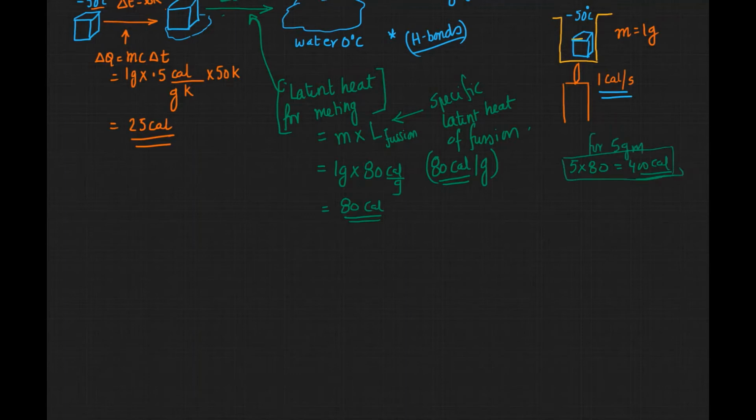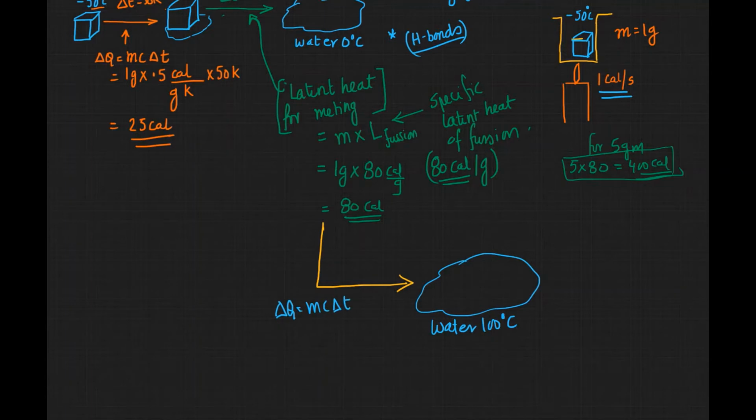All right, now from here the water at 0 degrees Celsius becomes water at 100 degrees Celsius. And for this we know that delta Q is given by mc delta T. Here the mass is 1 gram, C of water is 1 calorie per gram Kelvin, into delta T is 100 degrees Celsius or 100 Kelvin, doesn't matter as it's delta T. So this is 100 calories.